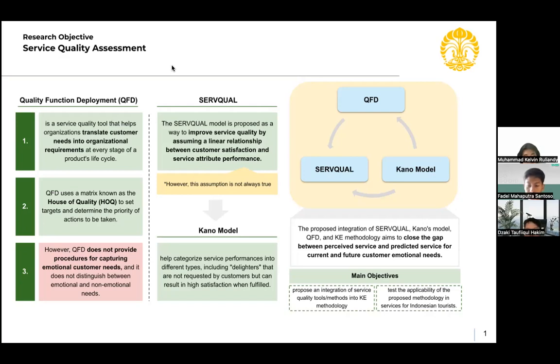Here is an illustration of the integration of ServQual, the Kano model, QFD, and KE methodology. When incorporating the three of them, we aim to close the gap between the perceived service and predicted service for current and future customer emotional needs. This study also has two main objectives: to propose an integration of service quality tools and methods into KE methodology, and to test the applicability of the proposed methodology in services for Indonesian tourists. Next.